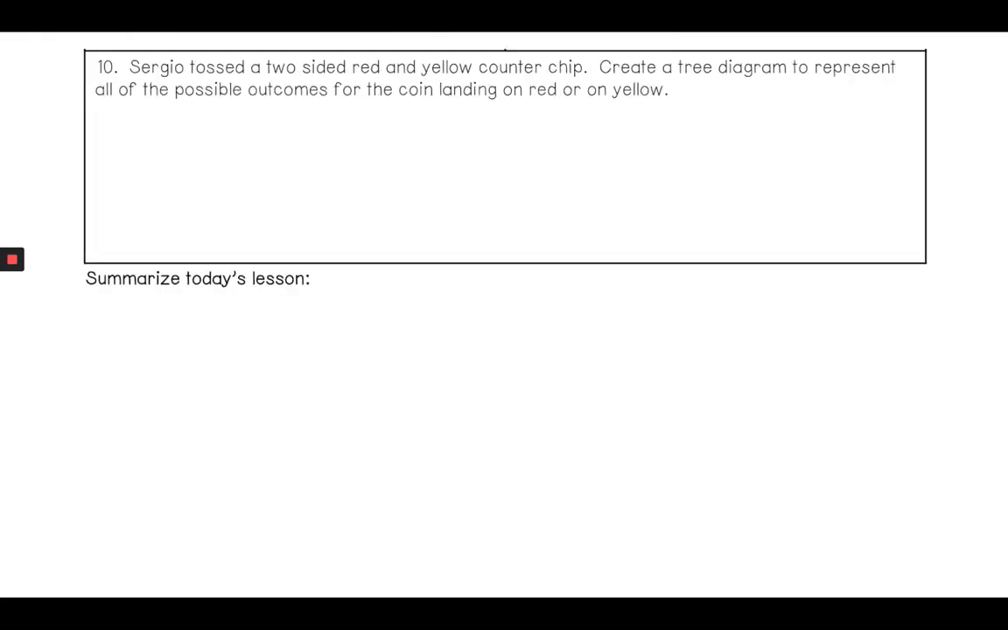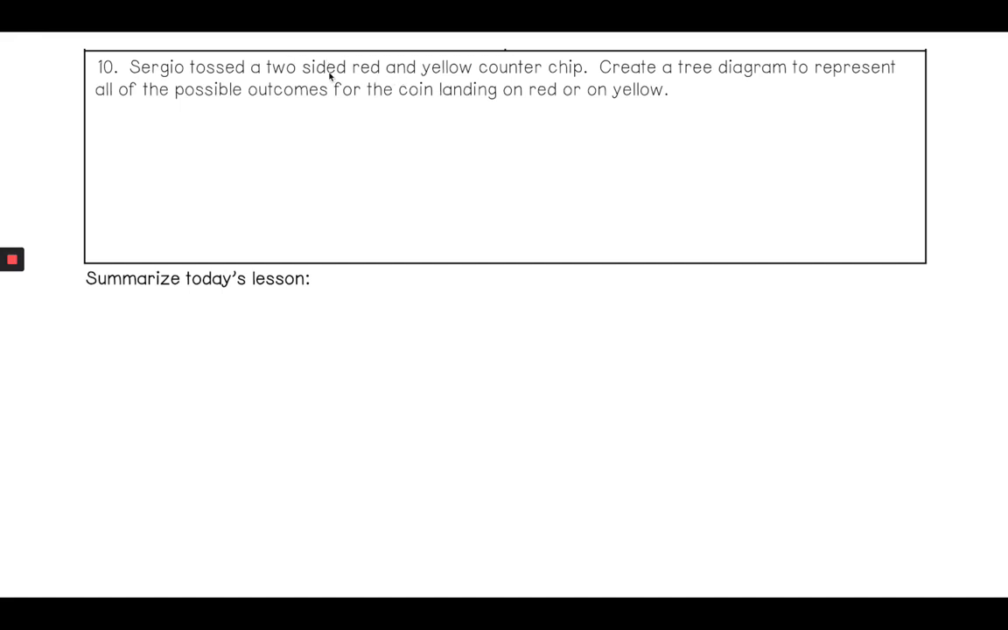All right, last question. So now this one, I don't think there's enough information to answer it the way that I did. So I'll be reading it slightly different than what's on the screen. But it says here, Sergio tossed a 2-sided red and yellow counter chip 3 times. Now it doesn't say 3 times, but it needs to say 3 times. It was a typo. We're going to create a tree diagram to represent all the possible outcomes for the coin landing on red or yellow.